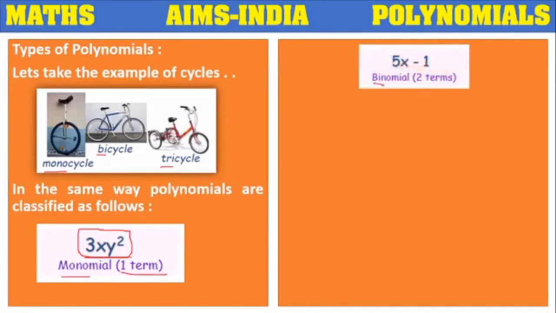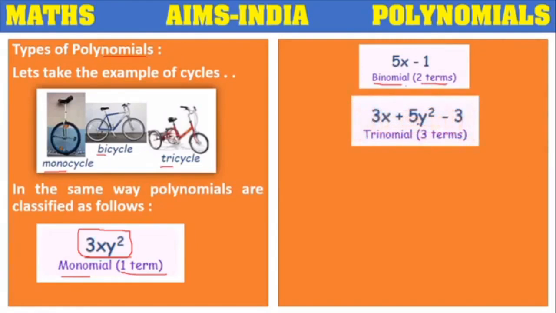5x minus 1, binomial. It has 2 terms. One is 5x, another one is minus 1. It's an example of an expression having 2 terms. It is called a binomial because it has two terms. This is also an example of a polynomial.